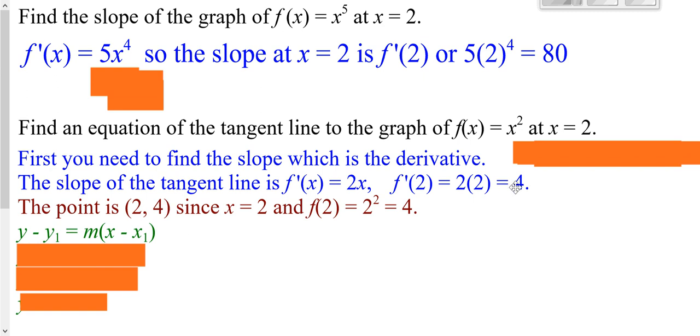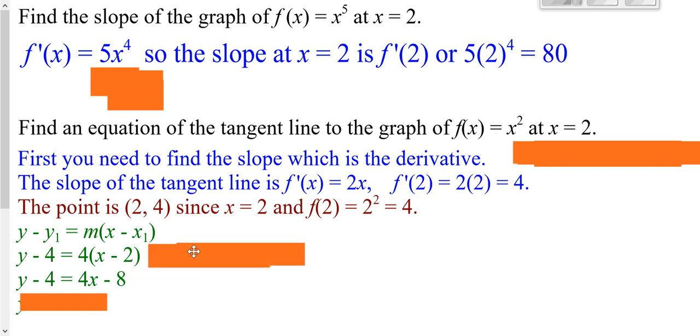Now that we have our slope being 4 and we have our point (2, 4), use our point slope formula: y minus the y value of our point, equaling our slope, which we said was 4, times x minus the x value of our point. Distribute through, get y by itself.